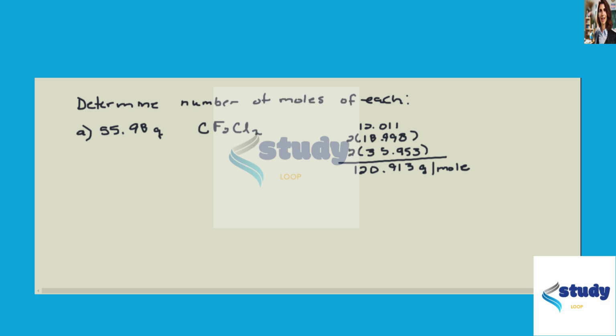Now we take the 55.98 grams and multiply it by a conversion factor, so 1 mole to 120.913 grams. Our gram units cancel out and we're left with the moles. Remember, this is 4 significant digits, so our answer is 0.4430 moles of CF2Cl2. Okay, so that's the process that we have to do.